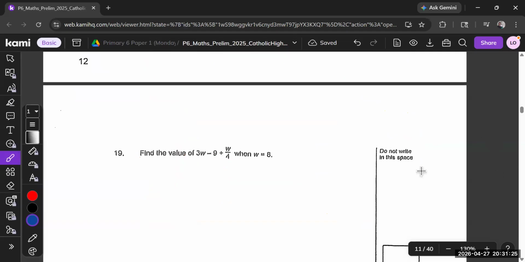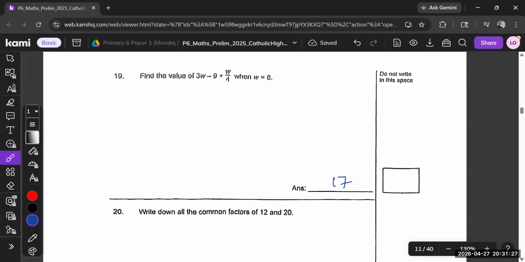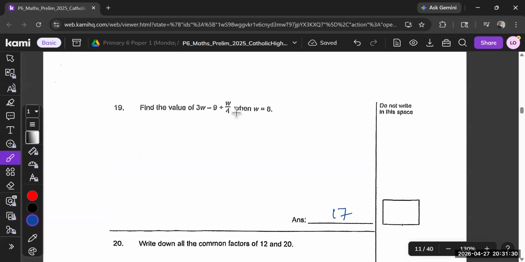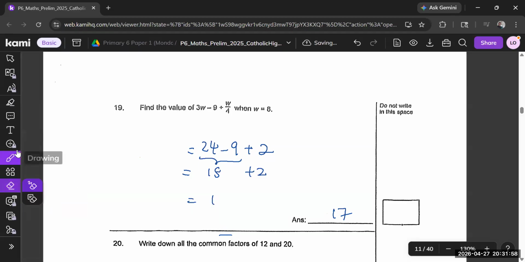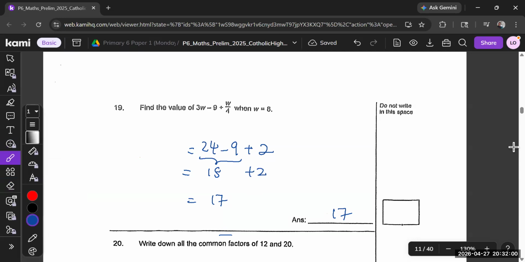Question 19, the answer is 17. 3W, don't break up the step. 3W is 3 times 8. You should be writing everything together. W divided by 4, so you can just mentally do 8 divided by 4, 2. Then minus, then plus. What do you do first? Minus and plus are the same, so do whichever comes first. Then later plus 2. Your answer is 17. Very easy.